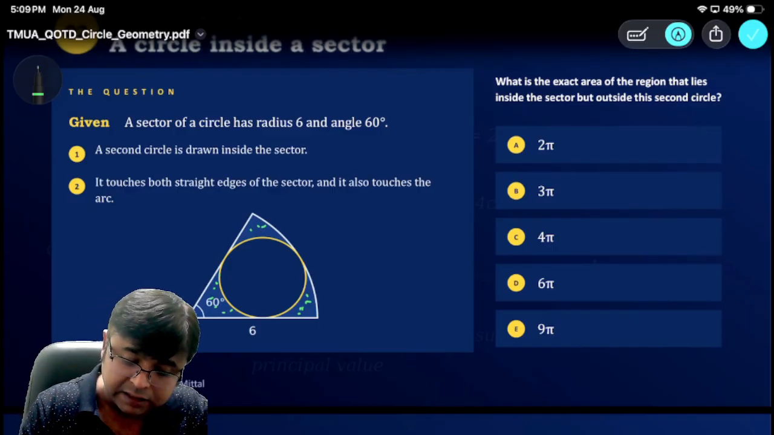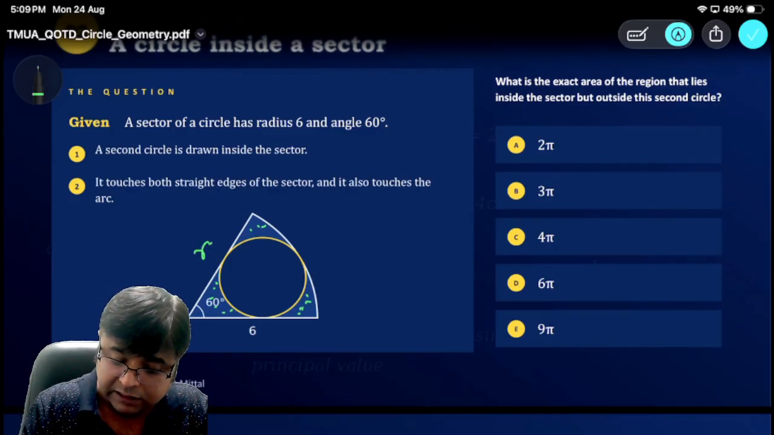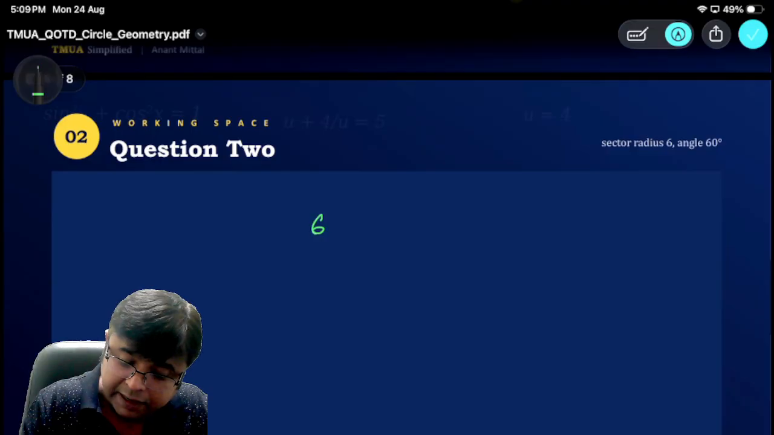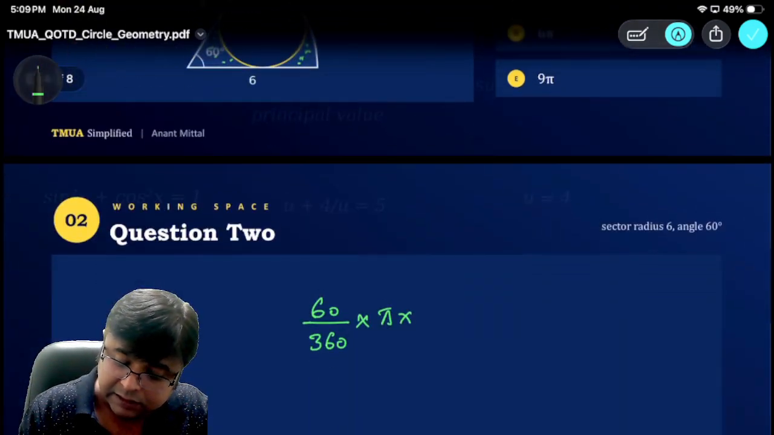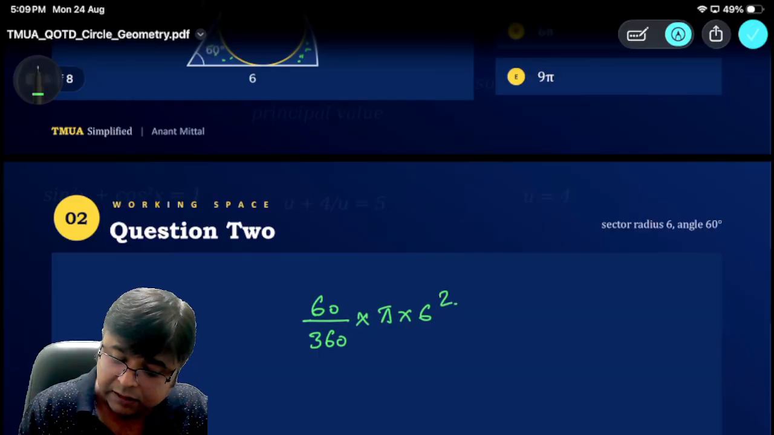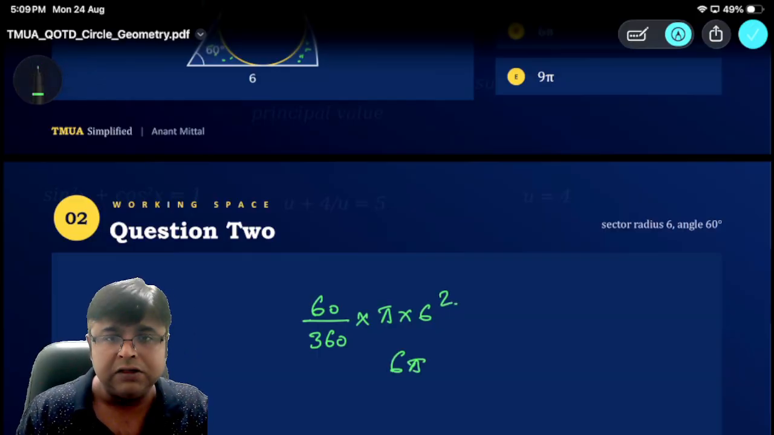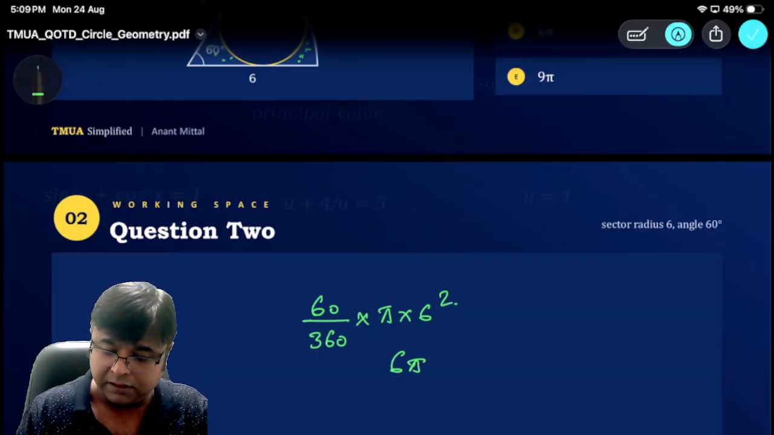Now the radius of the sector is 6 and the angle is 60. So I know the sector area will be theta by 360 into pi r square, and the radius is given to me as 6. So 6 squared gives me 6 pi. So 6 pi is the area of the sector.